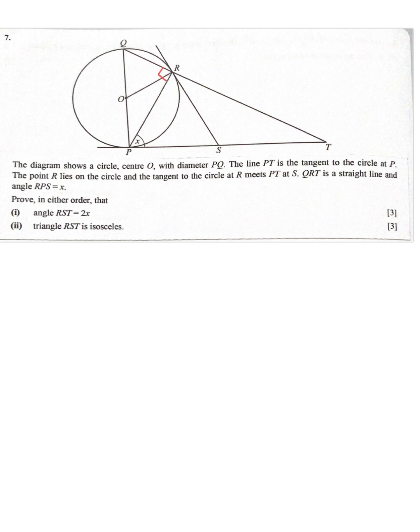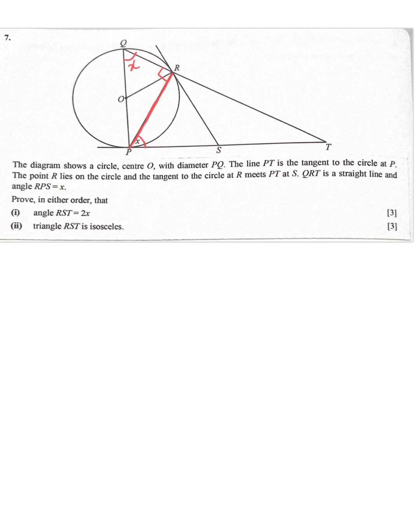So straight away, if this is x, this is x. So again, this is the chord. The angle that's opposite the chord will be equal to the angle that the chord makes with the tangent. Then we look at further information. The point R lies on the circle and the tangent of the circle at R meets PT at S. QRT is a straight line and angle RPS is equal to x.